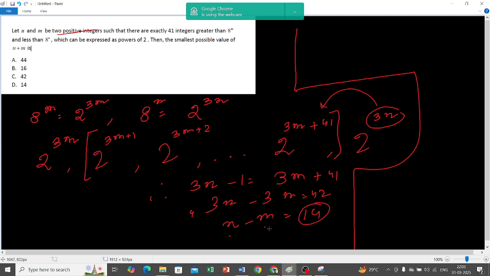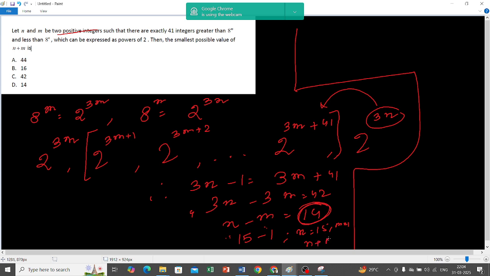Now you tell me two smallest positive integers whose difference will be 14. Can you tell me two positive integers which on subtraction give 14, the two smallest? 15 minus 1. 16 minus 2 is not the smallest. 15 minus 1 is the smallest, right? The second smallest is 16 minus 2. So n is 15, m is 1.